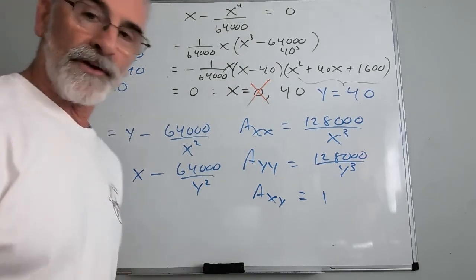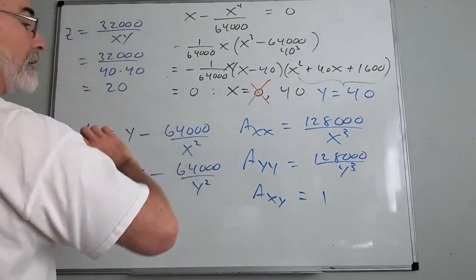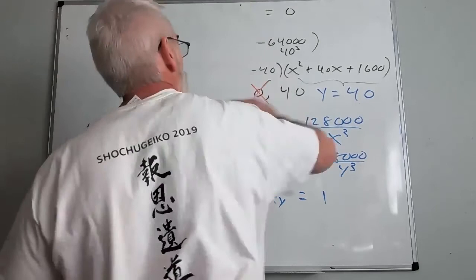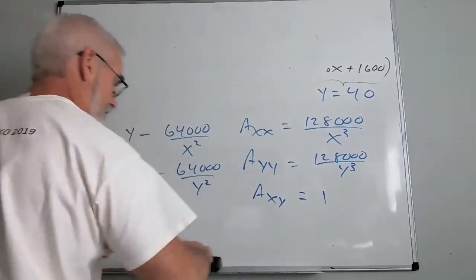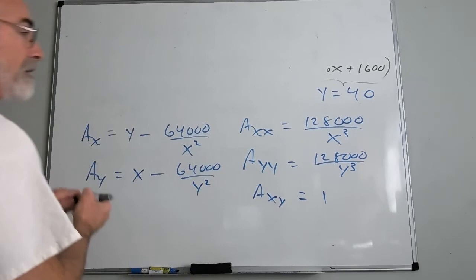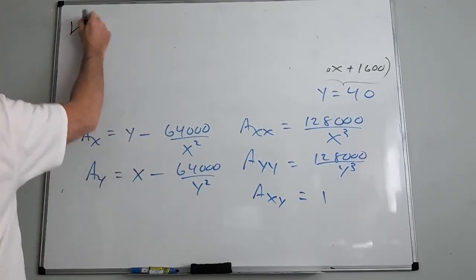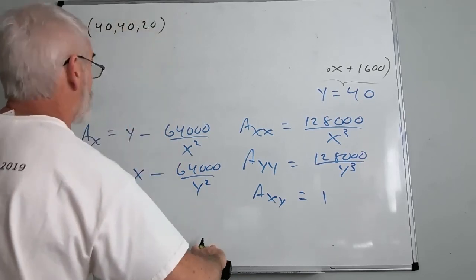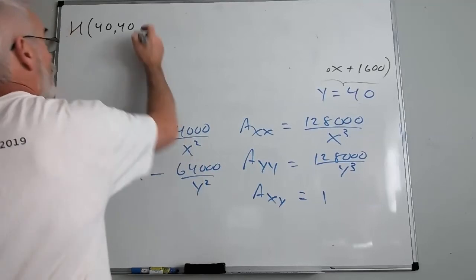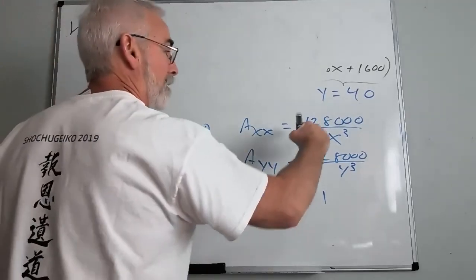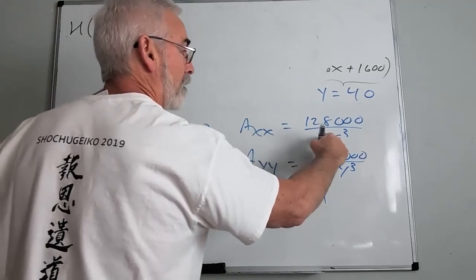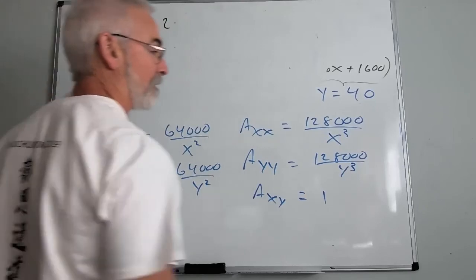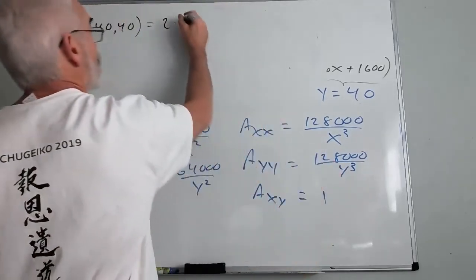So we only have one critical value. You guys have been writing stuff down, so you can help me if I forget something. I tend to forget things. So the Hessian at 40, 40, sorry, we just have the x and y so far. 40 cubed is 64,000. So that's just 2.